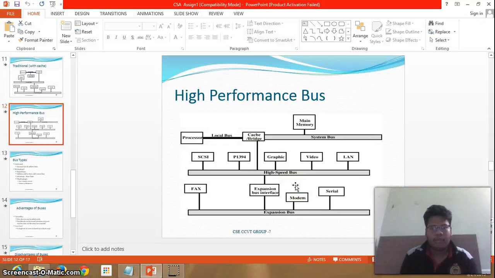Now we will talk about the high performance bus. Here you can see there is a local bus, system bus, high speed bus and expansion bus. The local bus is between the processor and cache bridge. The system bus is between main memory and cache bridge. The high speed bus is between the input-output module and cache bridge, and the expansion bus is between the low speed input-output module and expansion interface. This flowchart also consists of a processor, SCSI, IEEE 1394, graphic, video, LAN, FAX, expansion interface, modem and serial.